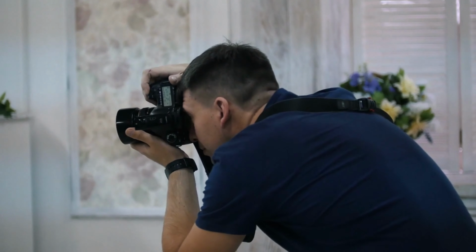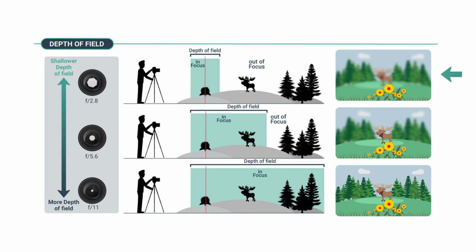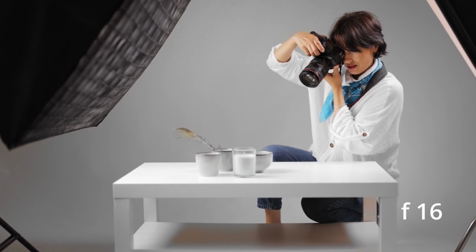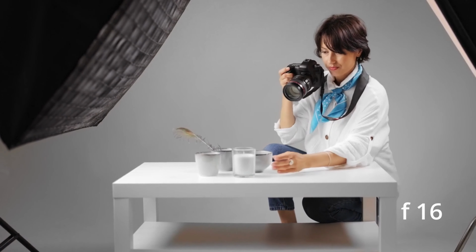This effect is often used in portrait photography where the subject is sharp while the background is intentionally blurred, drawing attention to the person. Conversely, a narrow aperture, which is a larger f number, produces a deep depth of field where a larger portion of the scene from the foreground to the background appears sharp and in focus. This is often desirable in landscape photography and product photography, or any situation where you want the entire scene to be in focus.